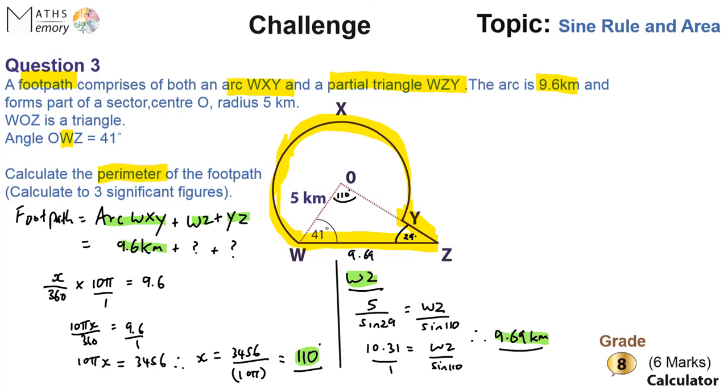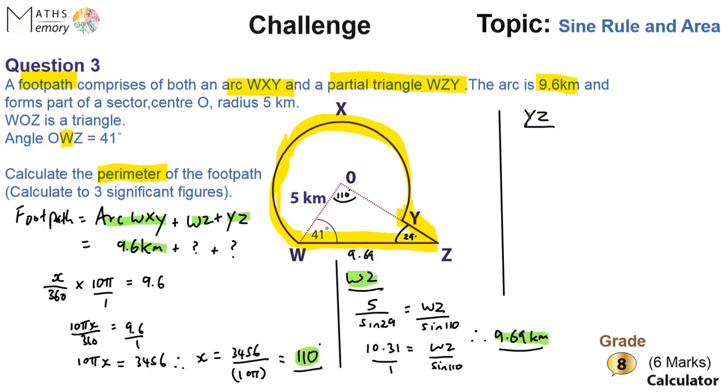We want to find out now YZ. So YZ, let's maybe do it over here. YZ is our final part. Now to find out YZ, common sense tells us let's find out OZ first and take away OY from that. OY is going to be 5 kilometers. That's the radius. So Y to Z, let's do this over here.